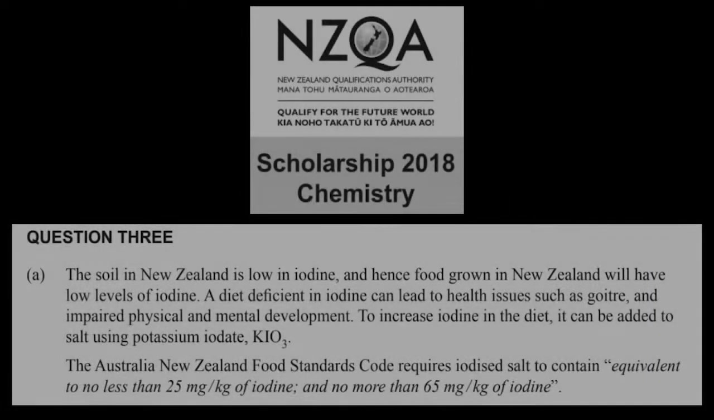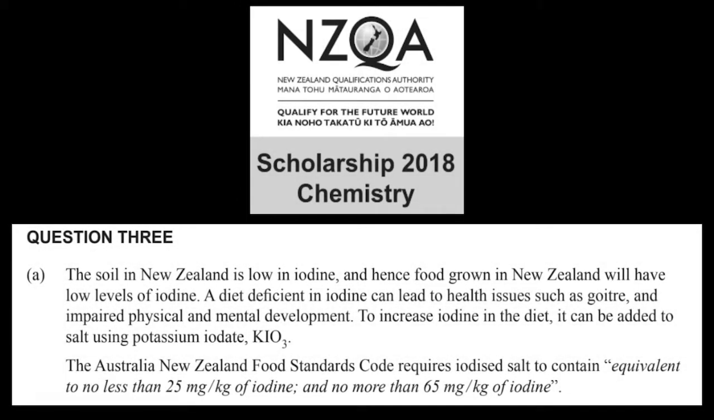Hi everyone, in this week's Scholarship Chemistry session, I'm taking up question 3A from the 2018 exam. In this question, we're given a really interesting context where we're told that the soil in New Zealand is low in iodine, and hence the food grown in New Zealand will have low levels of iodine. So a diet deficient in iodine can lead to health issues, so to increase that in our diet, it can be added using potassium iodate.